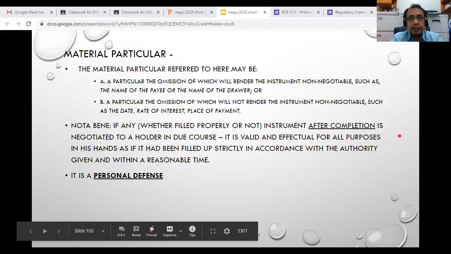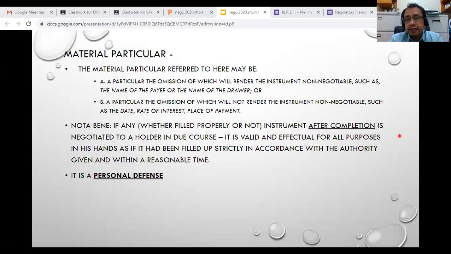Okay? Now, going on further. Saan na ba yung sinishare natin? Okay, so ito na. As a defense, itong Section 14 pala na to, it is only a personal defense. Anong ibig sabihin? Take note. If any, sabi niya, whether filled properly or not, the instrument after completion is negotiated to a holder in due course, it is valid and effectual for all purposes in his hands as if it has been filled up strictly in accordance with the authority given and within a reasonable time.